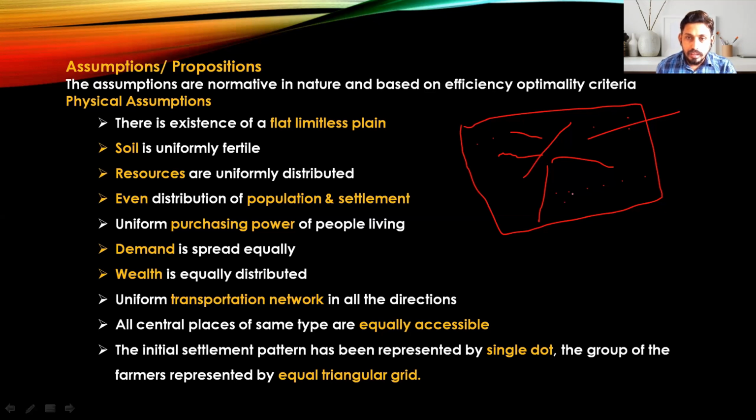For example, the next farmer's house is like that, means in between these three points they form equal triangular grids, meaning settlement points are the apex of the triangles. So in this way, all the points are uniformly situated and they form an equal triangular grid. These are the physical assumptions of the theory.